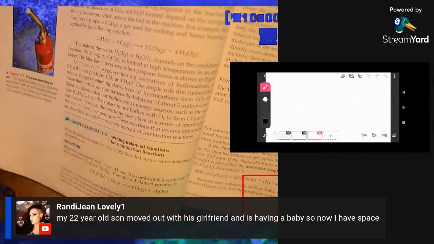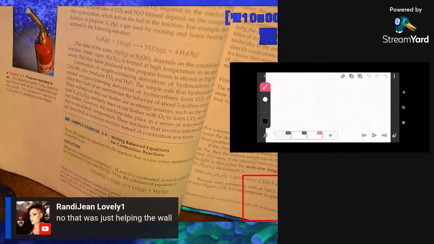Let's see where I was at. My 22-year-old son moved out with his girlfriend, and he's having a baby, so now I have space. Oh, right on. That's so cool. And congratulations to your son. Damn, I need to have kids possibly pretty soon. Okay, no, that was just helping the wall. Oh, okay.